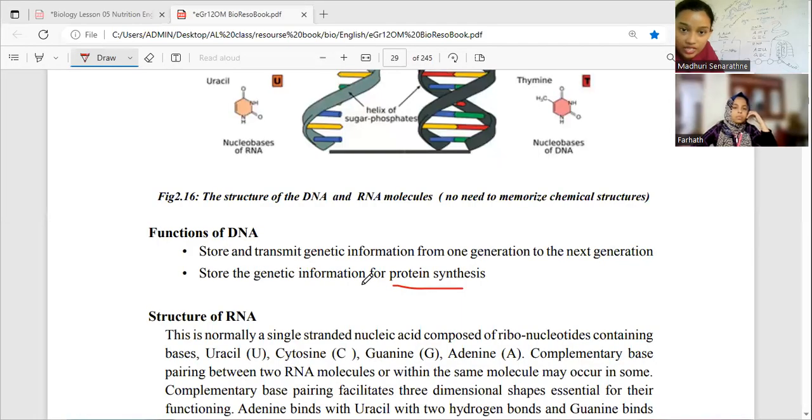Store the genetic information for protein synthesis. Right? We are talking about the function of DNA. Actually, this is done by gene regions of DNA. Genes are involved in protein synthesis. Store and transmit genetic information from one generation to the next generation. First function, second one is store the genetic information for protein synthesis. And you can note this one also.